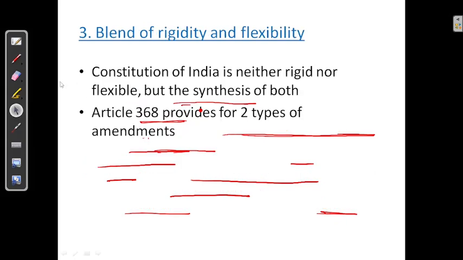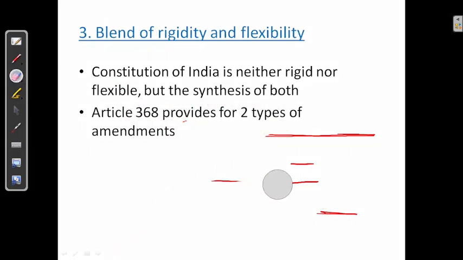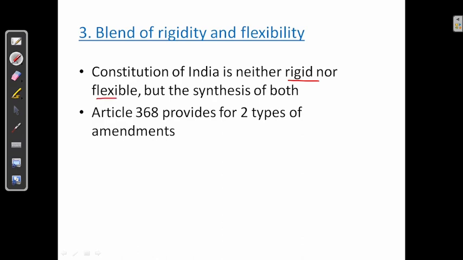Next, we'll see the blend of rigidity and flexibility. The Constitution of India is neither rigid nor flexible, but a synthesis of both. Rigid is exemplified by the USA Constitution, flexible is Britain. But ours is a combination of both.